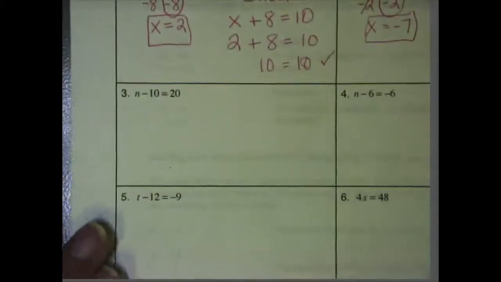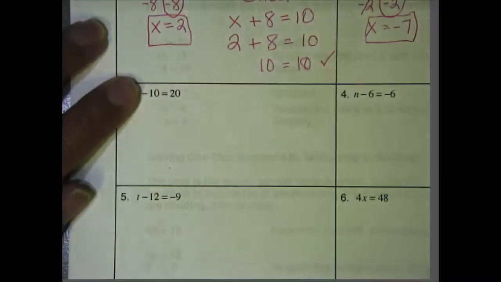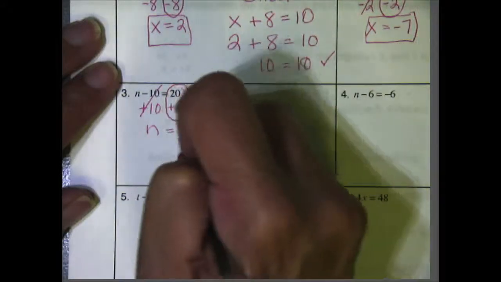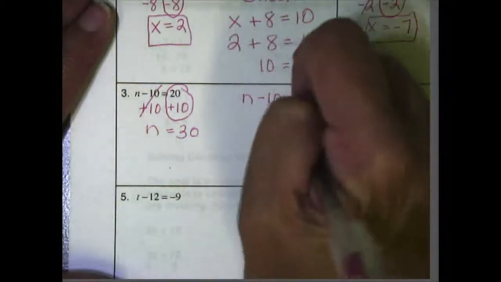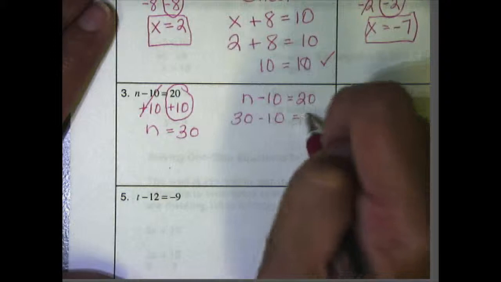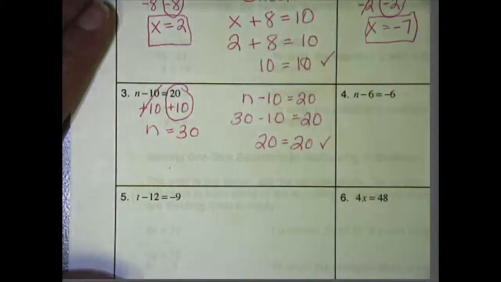All right, let's take a look at number 3. N minus 10 equals 20. This time I'm going to cover up the n, and I have a negative 10. If I have a negative 10 there, I need to add 10. So I'm going to add 10 to both sides. These cancel. N equals 20 plus 10. N equals 30. To check it, I'll substitute 30 in for n. 30 minus 10 is 20. So I know I got the correct answer.